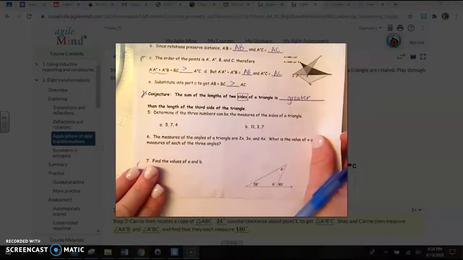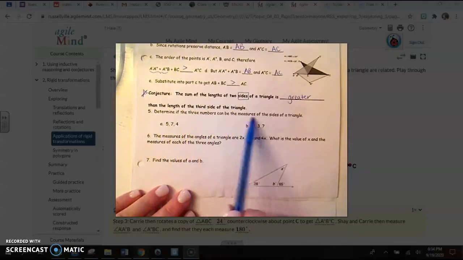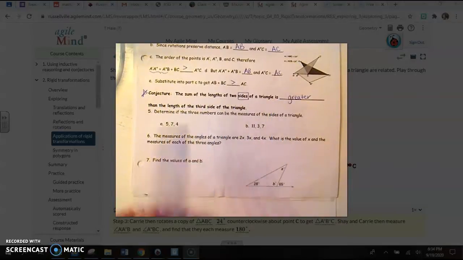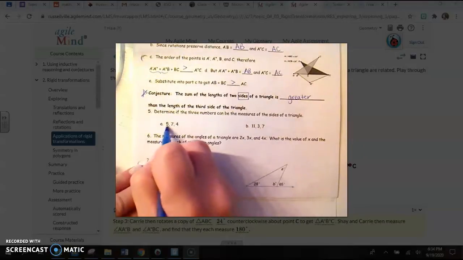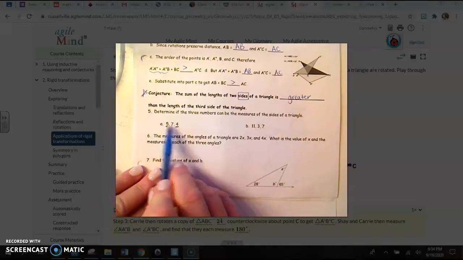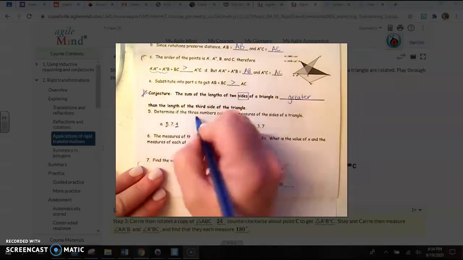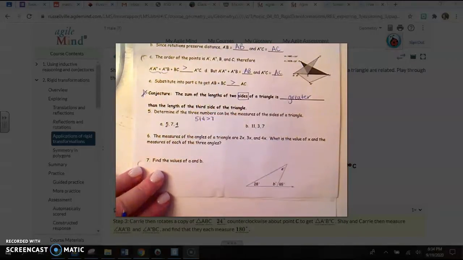So let's look at number 5 on your notes here. It says determine if the three numbers can be measures of the sides of a triangle. We're going to use this conjecture that the sum of any two sides of a triangle has to be greater than the third side to tell if this can be a triangle or not. So really all we have to do is test the two smallest sides together. So 5 and 4 are the two smaller sides of this, 7 being the greatest side. So as long as 5 plus 4 is greater than 7, then this can make a triangle.